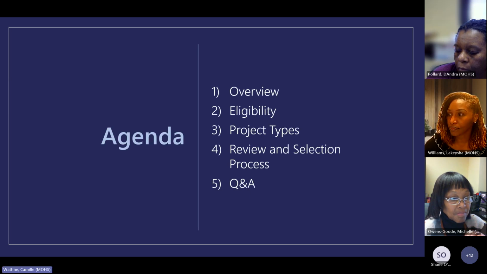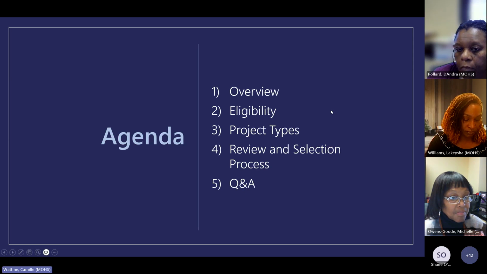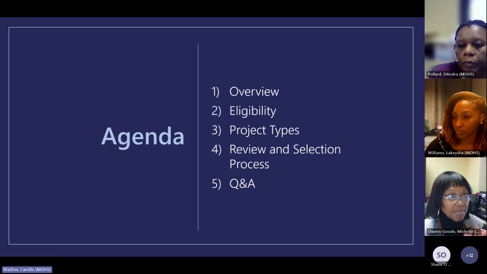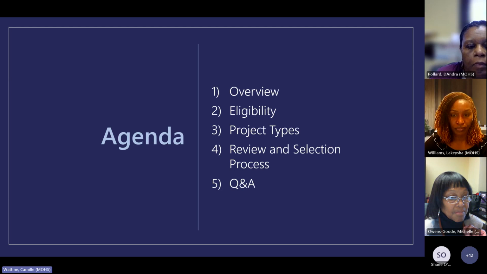Okay, so today we'll be doing a brief overview of the CFA process, talking about the eligibility requirements for submitting an application. We'll go through the project types in which we are soliciting applications. We'll talk about the review and selection process, and then have time for questions and answers.